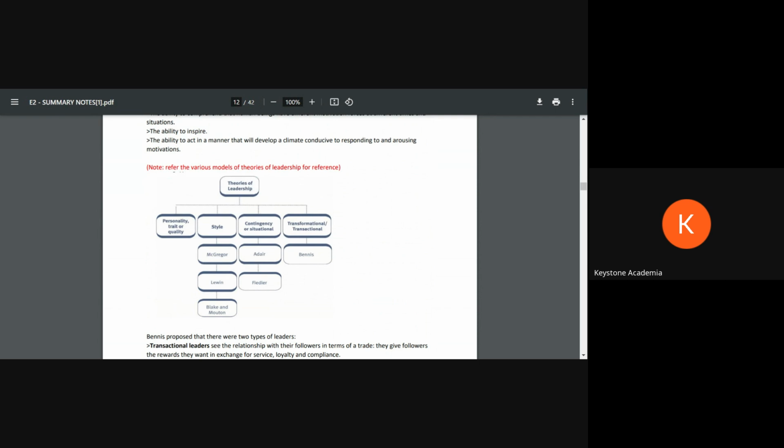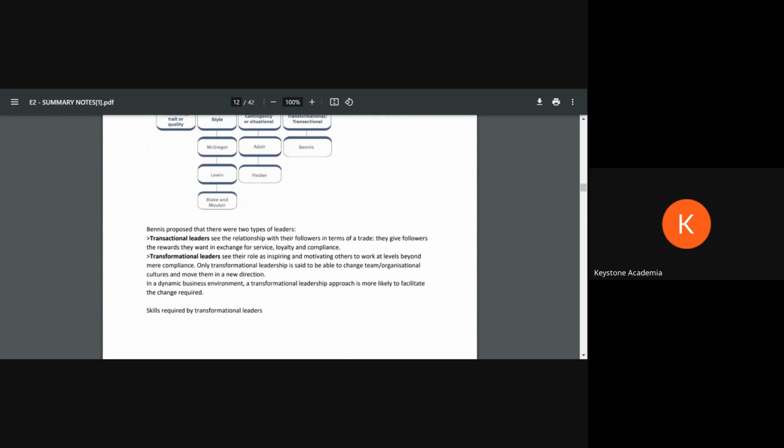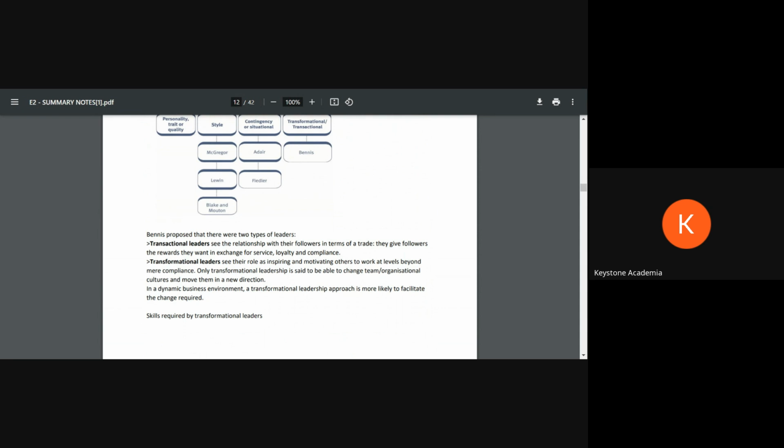And Burns, we'll look at Burns now, okay? So Burns proposed there are only two types of leaders, not all these types that they mentioned, not the charismatic, not the traditional. There are only two types, one being transactional leaders and two being transformational leaders. Now let's see what transactional leaders are. Transactional leaders see the relationship with their followers in terms of trade. They give them rewards in exchange for service. It's like you do this work, you get your salary. That's what transactional leaders mean, okay? Or get a reward or an award or something.